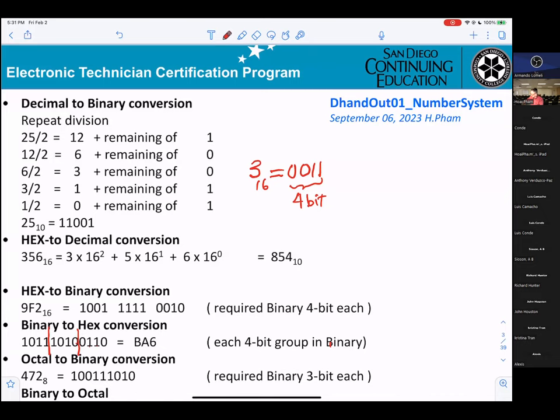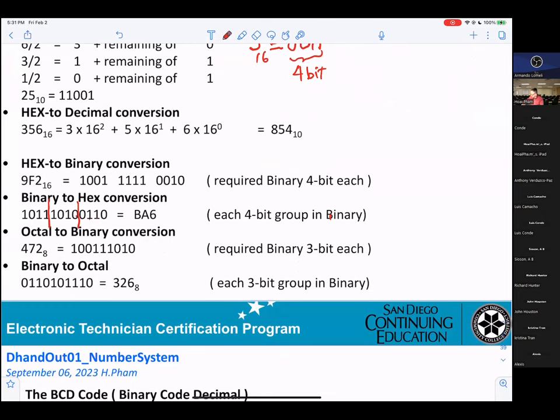Okay, and octal to binary, you will be doing the same, but only 3 bits for each digit. The thing is, octal is base number 8. Or binary to octal, we are not using octal, so that's why we don't need that.